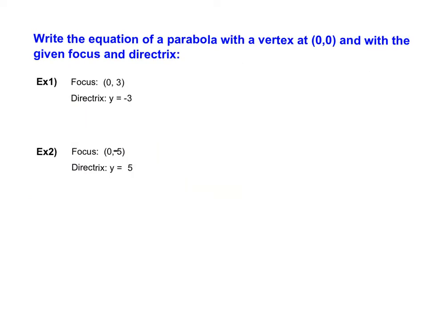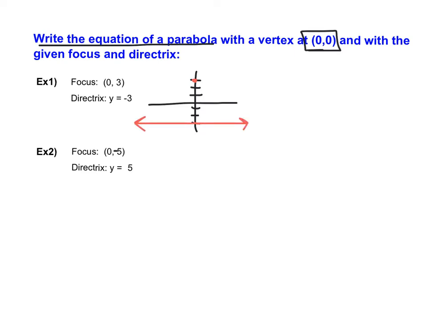So in these two examples, we're going to write the equation of a parabola with a vertex at 0, 0 with the given focus and directrix. For each example, I'm going to start by drawing out a little sketch. So here I have my little sketch. I have my focus at 0, 3. I then have a directrix at y equals -3. So there's a horizontal line at y equals -3. Just from looking at this, I know that I'm centered at 0, 0, and I'm going to open up because I need to be opening up around that focus.